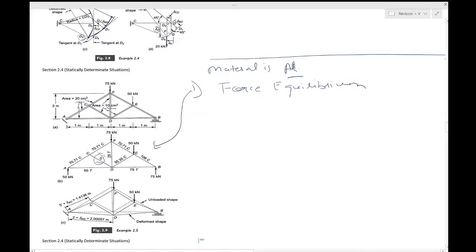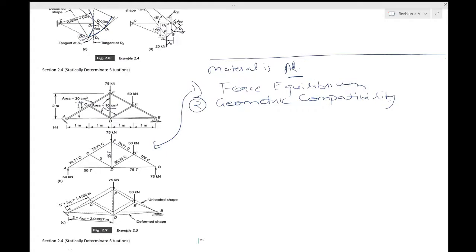So that's how you can find out all these values. So that part is done. The second part would be about the geometric compatibility. Okay. So this part is something new and we shall discuss this.